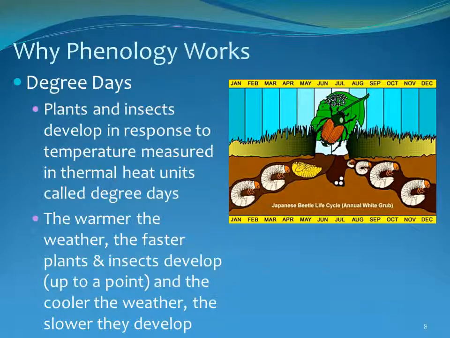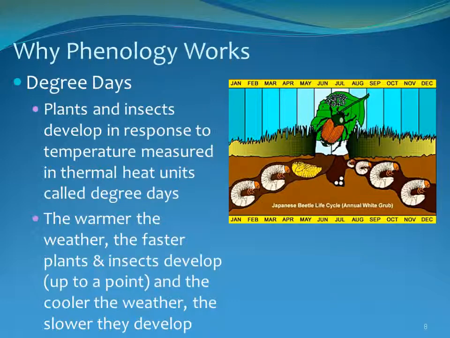But the cooler the weather, the slower they develop, which explains why some years we see certain insects coming along more slowly than we typically expect to see them. And of course, in other years, they appear sooner than we normally expect to see them.